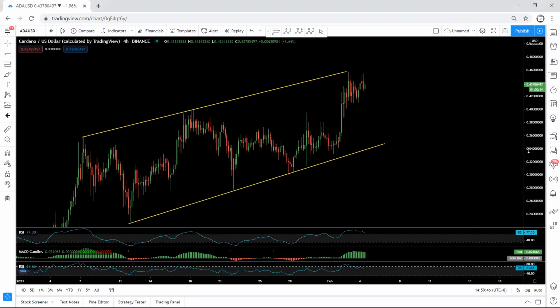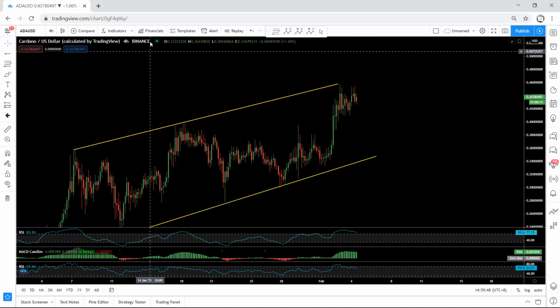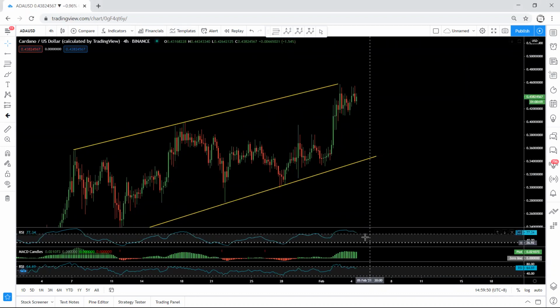The only thing is how we can trade it. We don't have any trade setup based on the 4 hour chart, and we don't have much information. We move to the 1 hour chart.